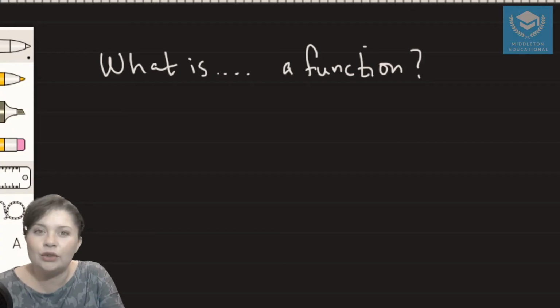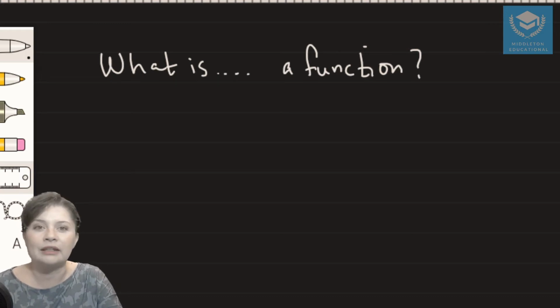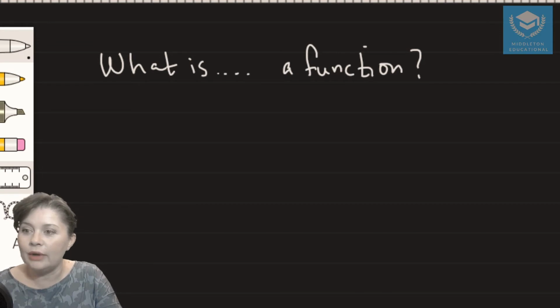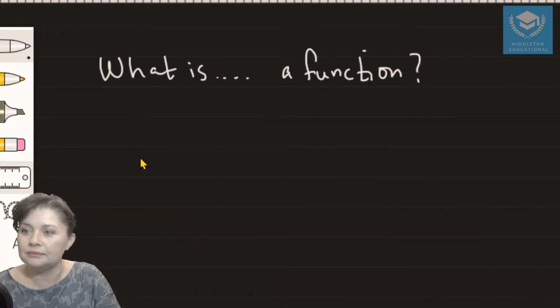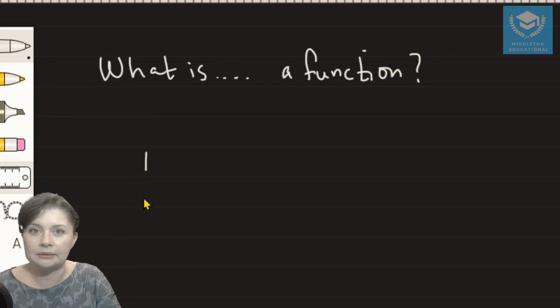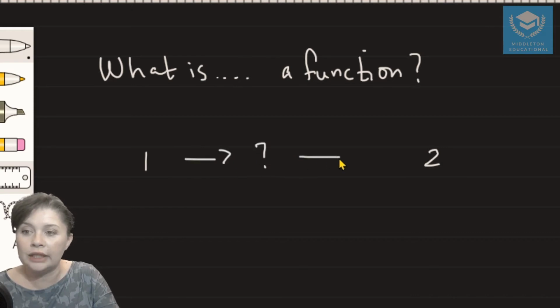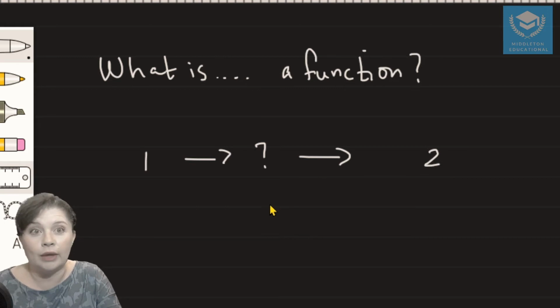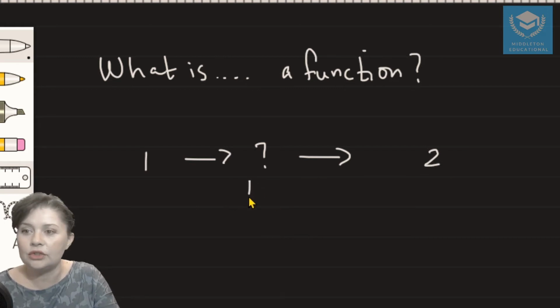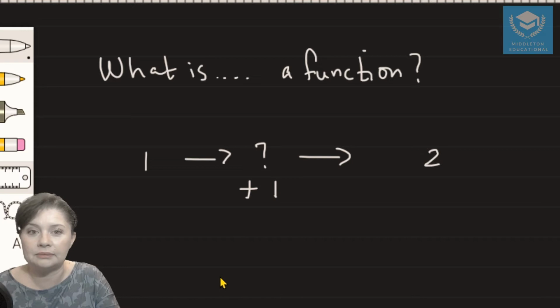So a function I like to think of as almost like a mathematical number grinder. A function would be, say you have a value 1, a number 1. You want to do something to that number in order to get another value. So say you want to get 2 at the end. So what must you do to 1 in order to get 2? You add another 1. So you would add a 1.